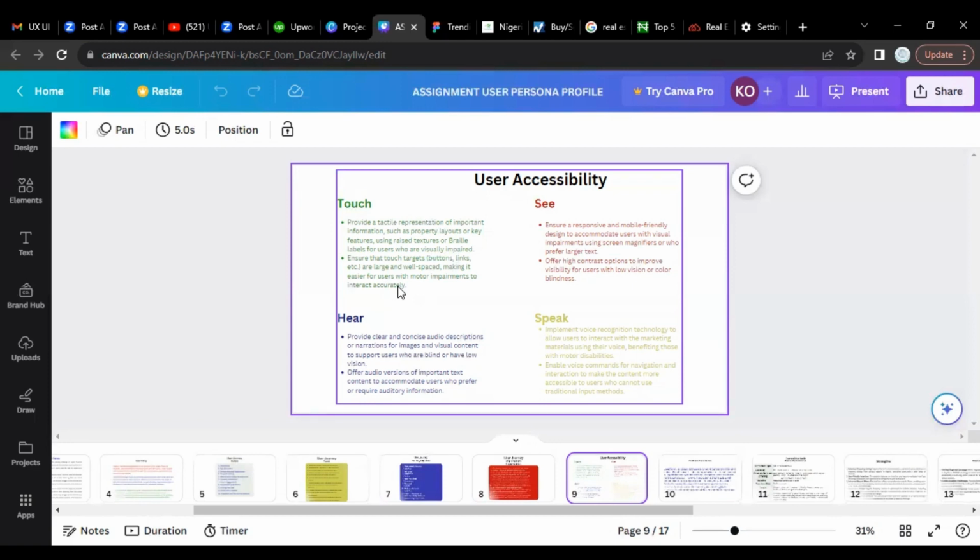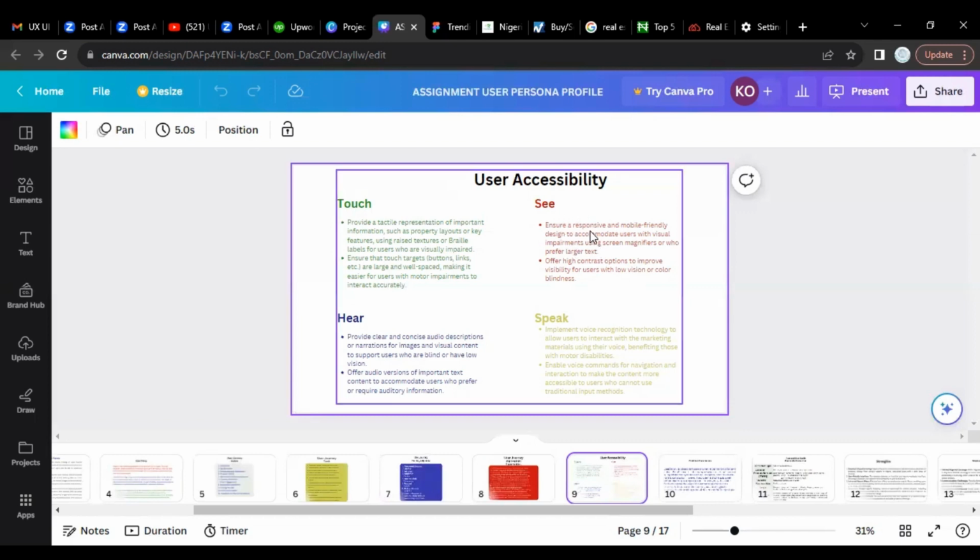Okay, go ahead, I'll take notes. For hearing, provide clear, concise audio description or narrative for image and visual content to support users who are blind or have low vision. I don't know if this is possible now. Offer audio versions of important text content to accommodate users who prefer or require auditory information. Yeah, correct.